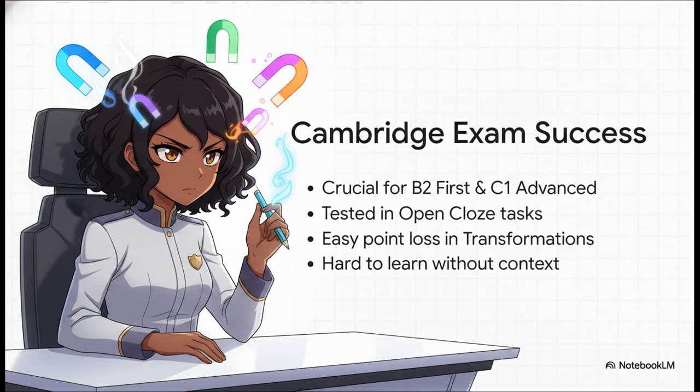Now, if your goal is to pass a major English exam, these magnets are everything. They are absolutely crucial for Cambridge B2 First and C1 Advanced exams. You'll see them highly tested in Use of English Part 2. That's the open-close task, where you have to fill in a blank with just one word. And what better word for Cambridge to test than a dependent preposition? Plus, in Part 4, Keyword Transformations, if you forget the preposition or just use the wrong one, you easily lose a point.